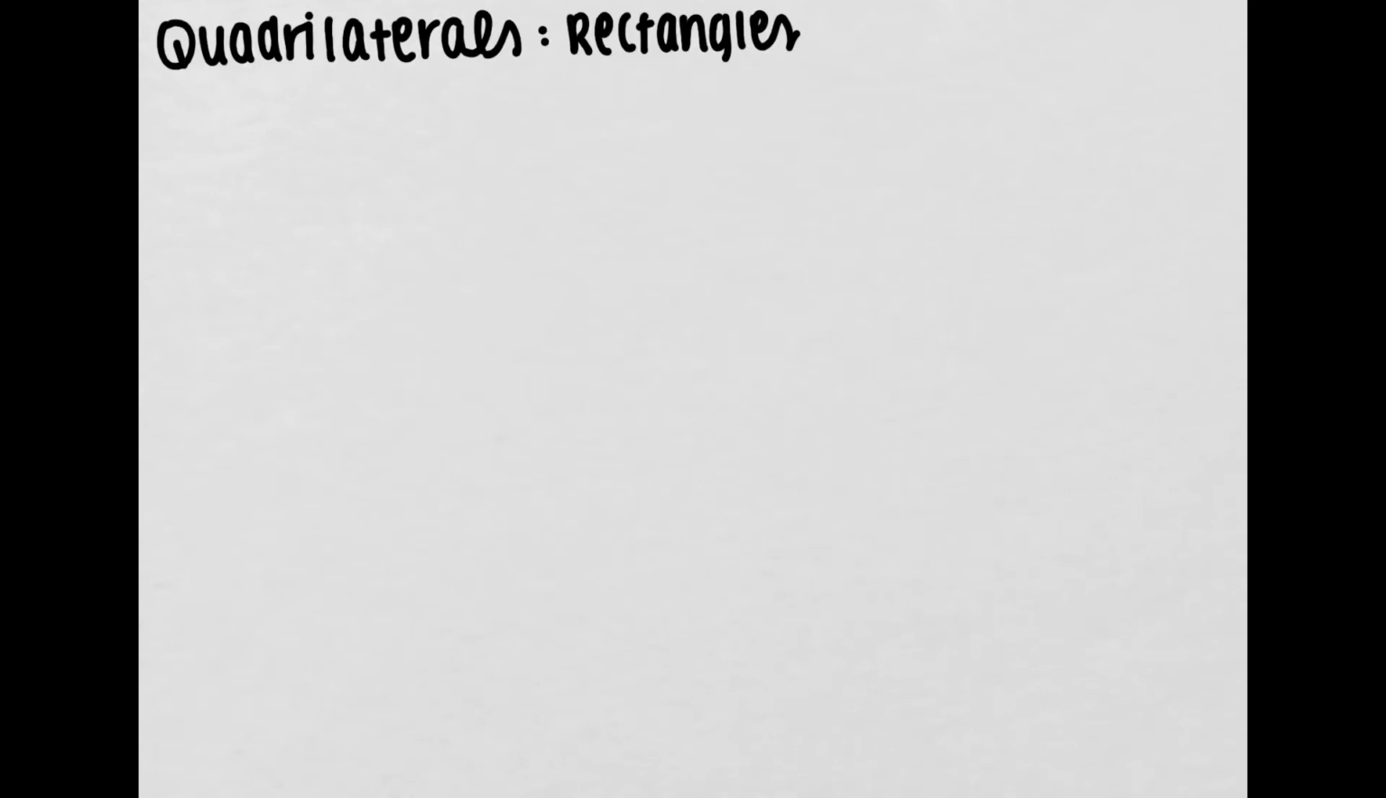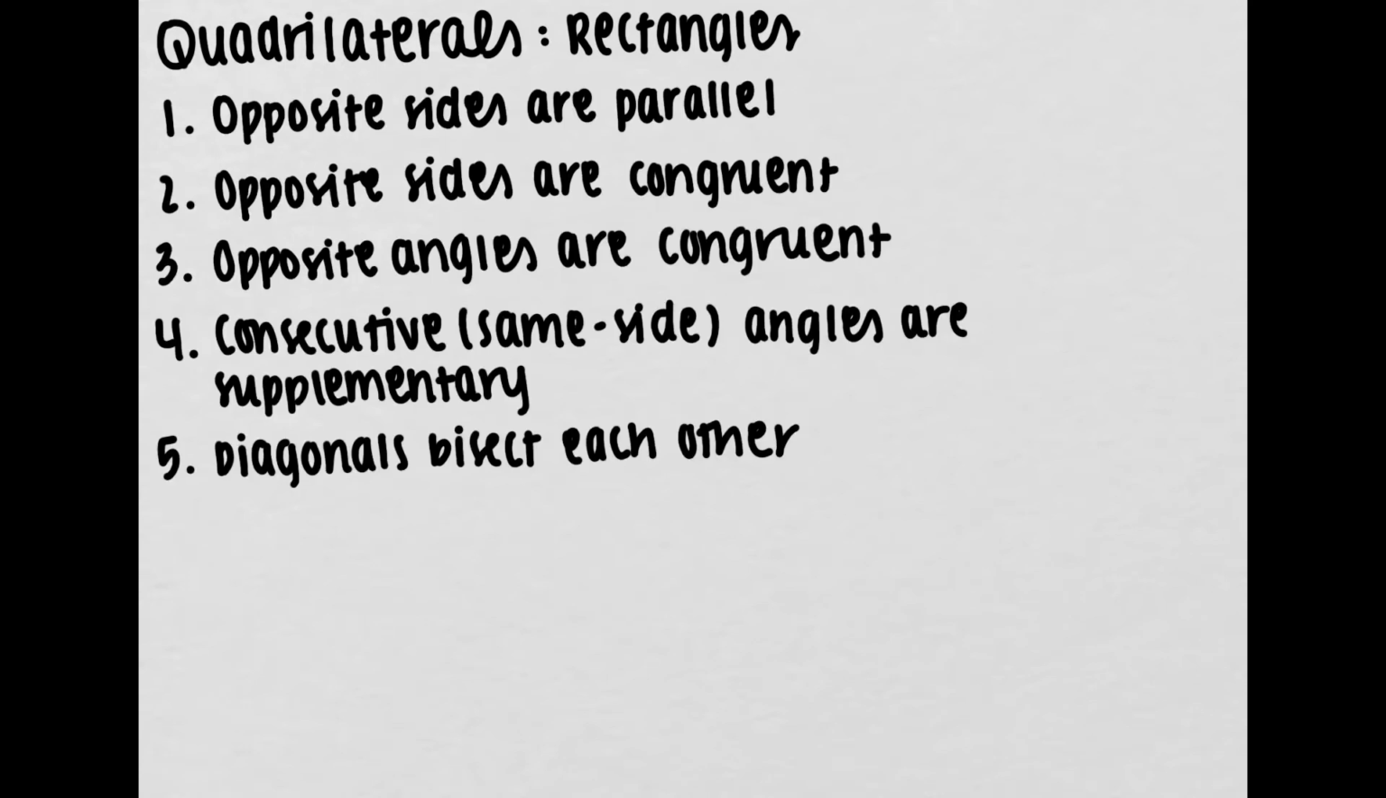Alright, so today we are doing our second quadrilateral. We're working on rectangles today. So the first thing we're going to talk about are the properties. There are 7 properties for rectangles, but only 2 of them are new. 5 of them come from the parallelogram properties. So here are the 5 properties.